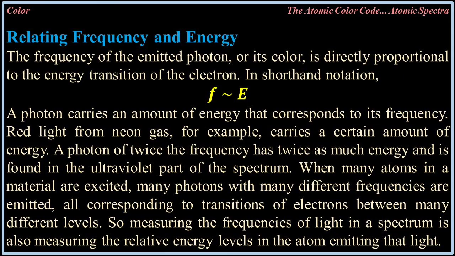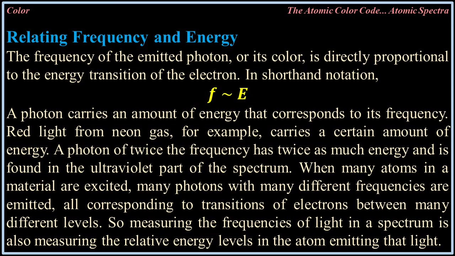Relating frequency and energy. The frequency of the emitted photon, or its color, is directly proportional to the energy transition of the electron. In shorthand notation, frequency is proportional to energy. A photon carries an amount of energy that corresponds to its frequency. Red light from neon gas, for example, carries a certain amount of energy. A photon of twice the frequency has twice as much energy and is found in the ultraviolet portion of the spectra.